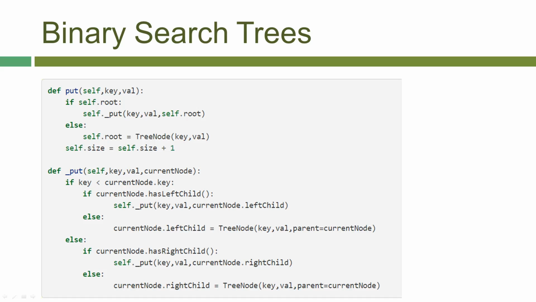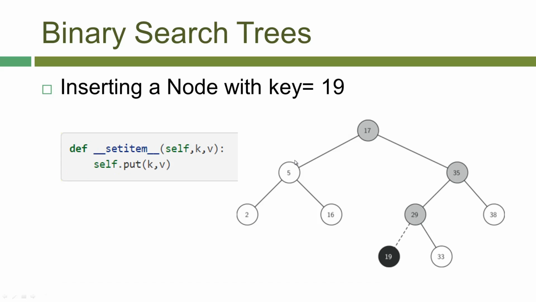For right now, we'll just ignore those duplicate key scenarios, but you can go ahead and explore and fix that code if you wanted to check for a duplicate key, and then replace the old value with it. And then here we just show a screenshot of that __setitem__ method, which allows us to use the key value. And this is what inserting a node of key 19 would look like in a tree. So we go around, check which ones are filled, which ones aren't filled. So here at 29, we can see that 19 is less than 29, so it would be inserted into the left subtree.